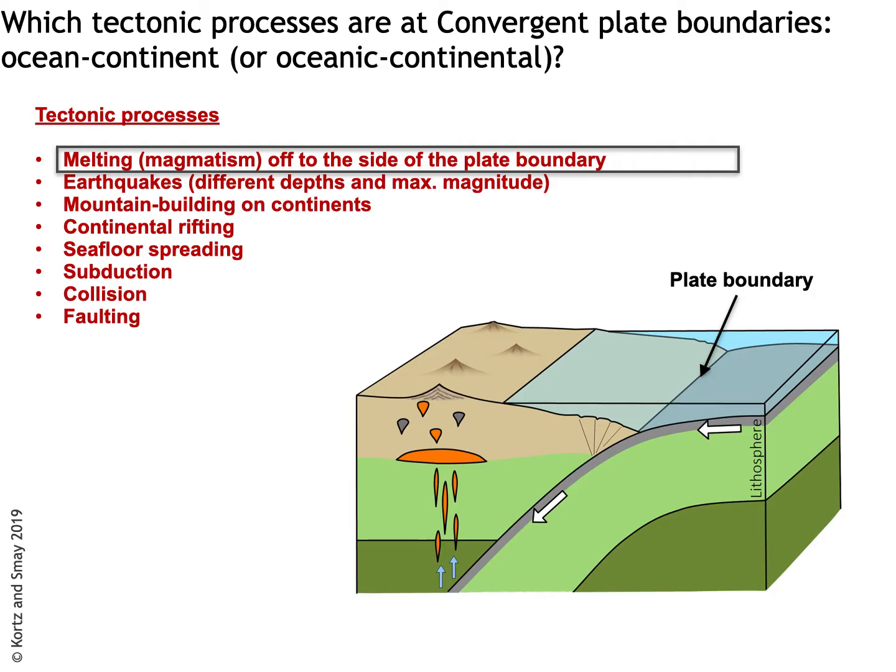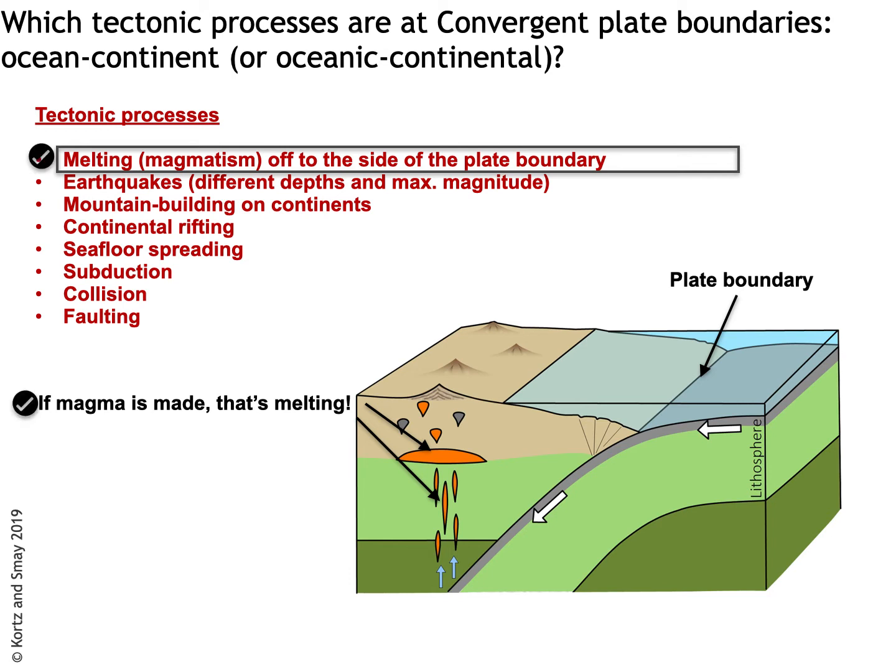Okay, so we're going to work through our list of tectonic processes and list of tectonic features and landforms just like we did with divergent plate boundaries. So let's start with melting or magmatism. Yes, there is melting or magmatism at convergent plate boundaries, and we're starting here with ocean-continent, or oceanic-continental, plate boundaries just like we've been looking at before in our sequence. So this will be kind of the basis of our understanding of convergent plate boundaries.